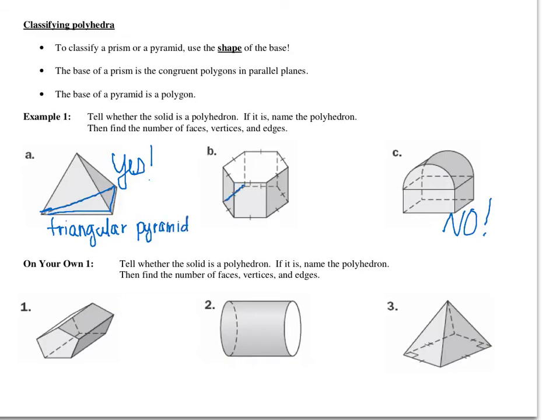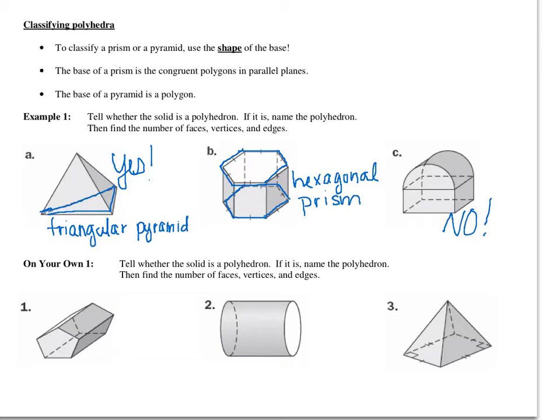This next one, my two that are the same are here and here. So those are my bases, and those are hexagons. So we would call this a hexagonal, and the shape is a prism, so hexagonal prism. So pause it and try the other three.